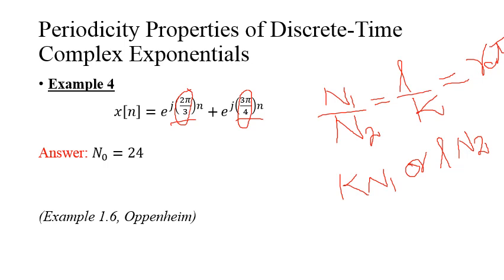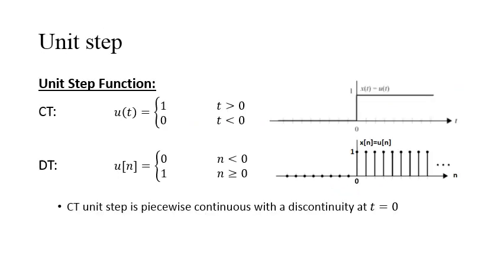So I hope you understand how to find the period for these signals. So once you find the period, you can easily find the period of the individual. So using this equation, you can easily find the period of the resulting signal, which is x of n. So that's all about this part.